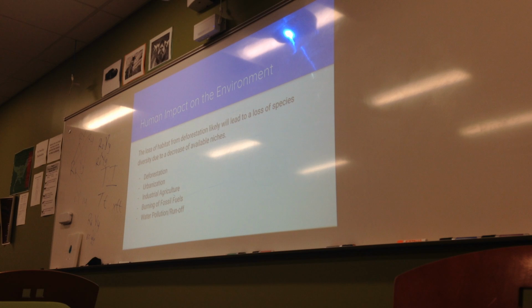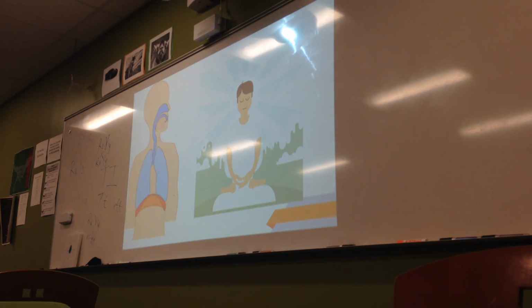Other human impacts. The loss of habitat from deforestation will likely lead to a loss of species diversity due to a decrease of available niches. Other big ones are urbanization, industrial agriculture, burning of fossil fuels, water pollution, and runoff. We have direct effects of human impact, and then we have indirect effects like acid rain, global warming, that kind of thing.